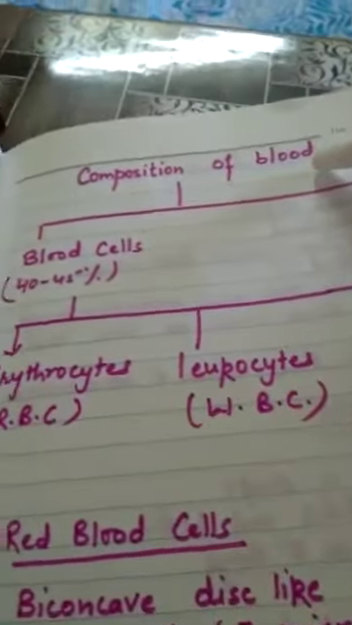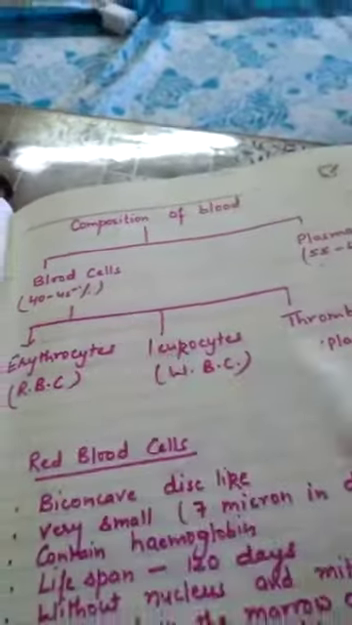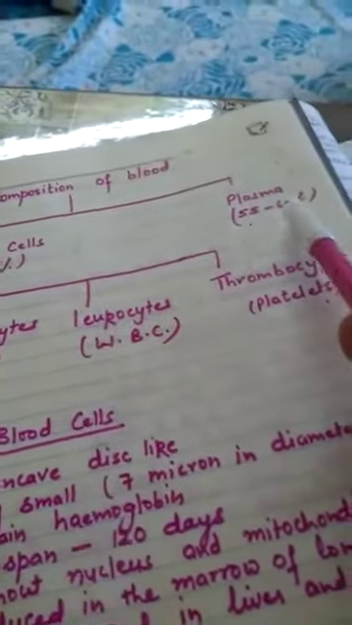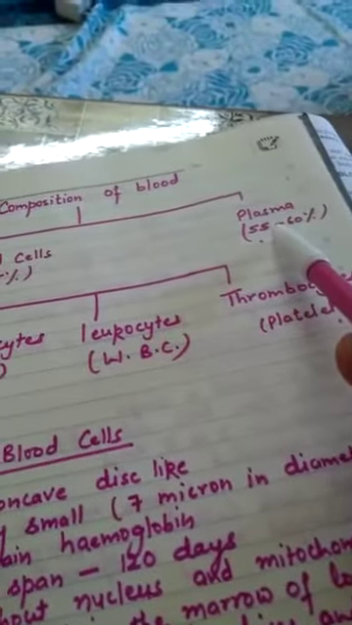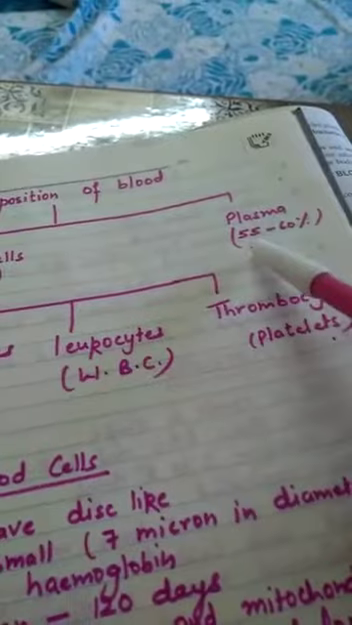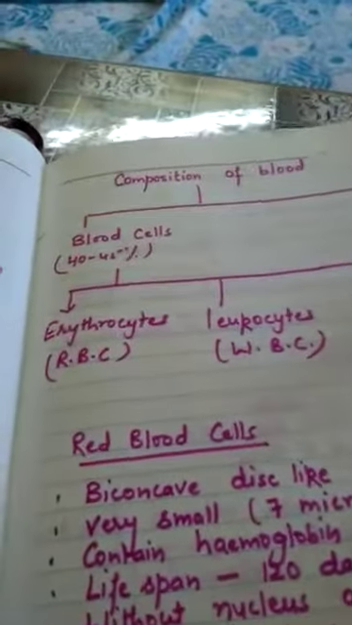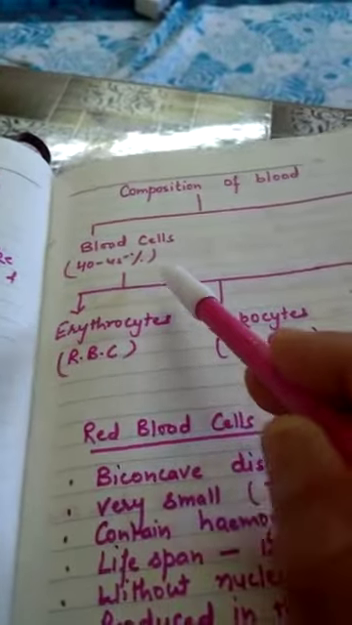You know that blood is a fluid connective tissue also, right? This blood is made up of two parts, blood cells and blood plasma. This is the solid portion, this is the liquid portion of plasma. So plasma is mainly 55 to 60% and blood cells are 40 to 45%.